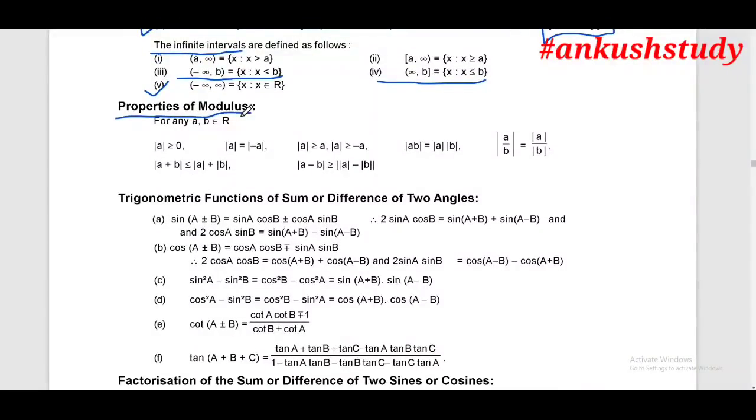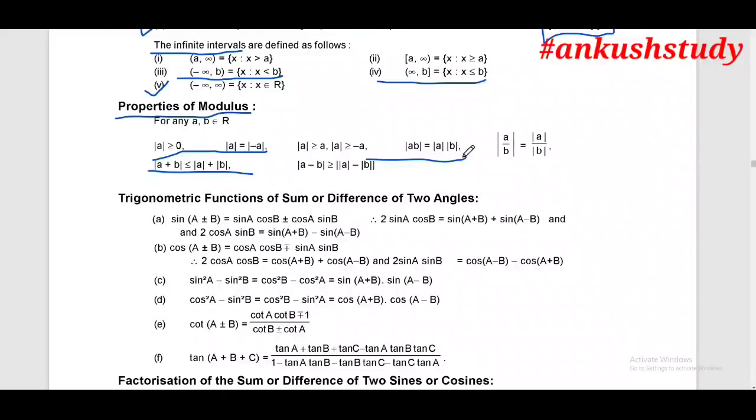Now the properties of modulus. For any a, b belonging to R: mod a is greater than or equal to 0, mod a is equal to mod minus a, and mod a is greater than or equal to a, and mod a is greater than or equal to minus a.